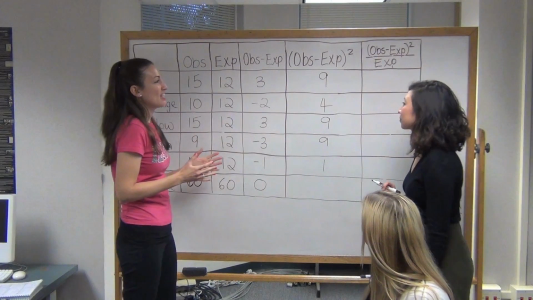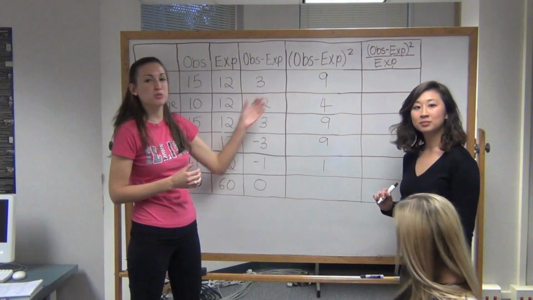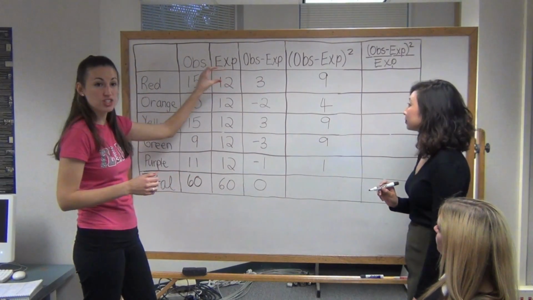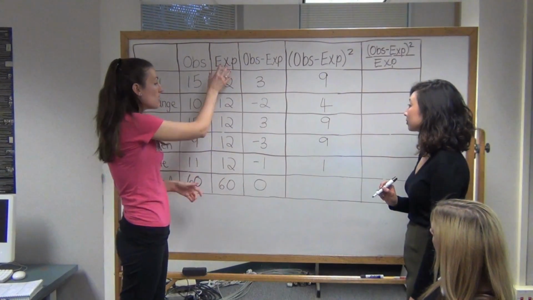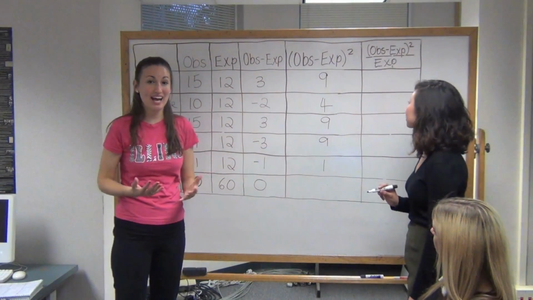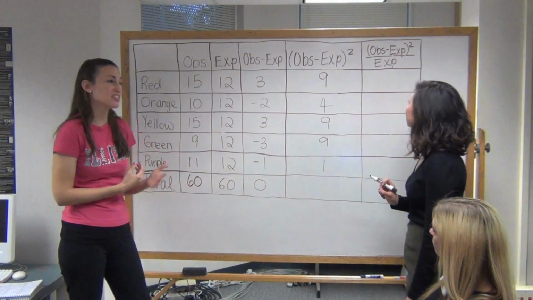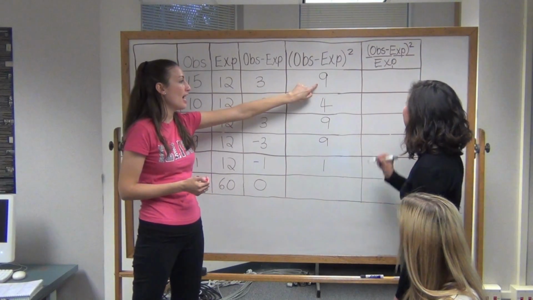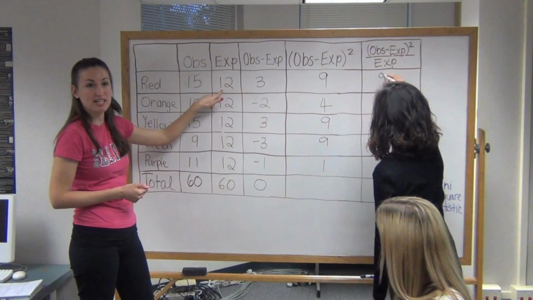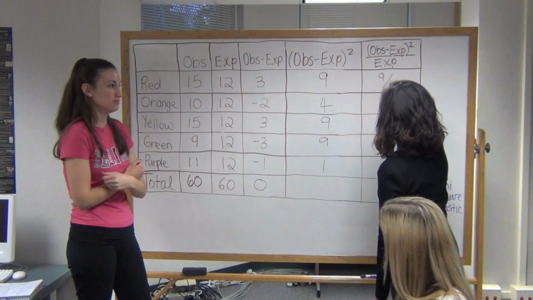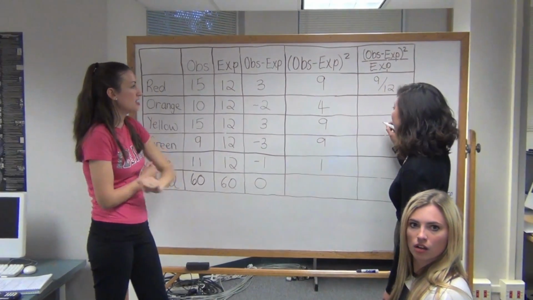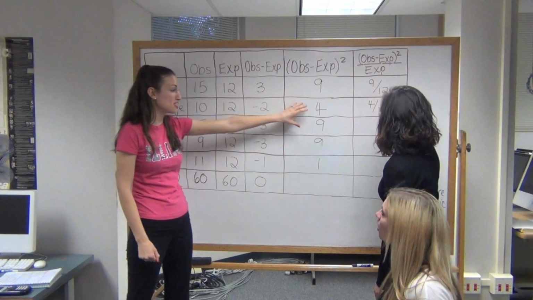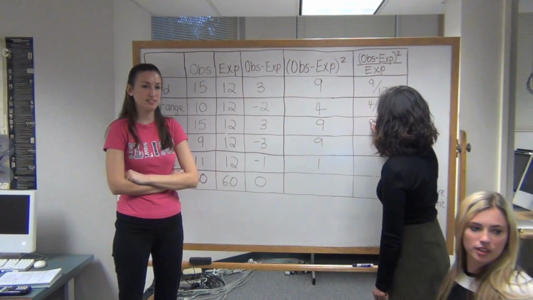So the last step is to take this column, the observed minus the expected squared, and divide by each individual expected value. So sometimes this column's not going to be exactly the same for all the different categories. Here it is, but in the general case it's not going to be. So we're going to take 9 divided by, we expected 12. And then here, 4 divided by, we also expected 12. So basically all these numbers divided by 12. I'll go get the calculator.